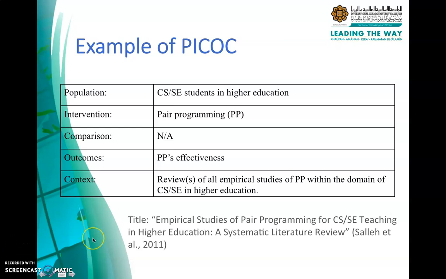Okay, this is another example of using PICOC. This one is the one that I used when I did my systematic review way back in 2011. The title of the SLR is Empirical Studies of Pair Programming for Computer Science Software Engineering Teaching in Higher Education, a systematic literature review. In that SLR, the focus was on looking at all studies on pair programming.